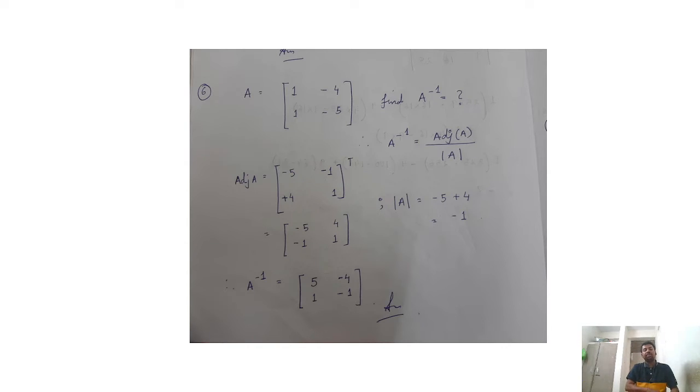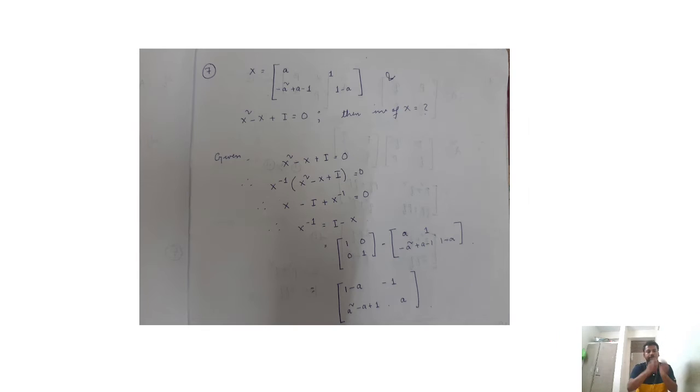Now the adjoint of the matrix. Again, I think you remember how to find the adjoint. You close the first row, you close the first column, and you get minus 5, then you get 1, 4, 1, then you change the sign: plus, minus, minus, plus. And obviously transpose is very important. So you do transpose, and then A inverse is adjoint of A divided by determinant of A. Determinant is minus 1, so you multiply this negative sign throughout, and the answer that you have is 5, minus 4, 1, minus 1.